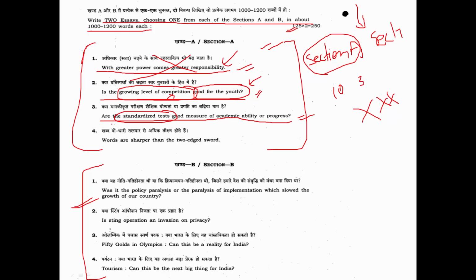If you know about this particular term, then only you can write this. Then they are asking, are they a good measure of academic ability or progress? This is a straight question. And my thesis was clear: standardized tests are a good measure of only academic ability, but not progress. That was my thesis statement.